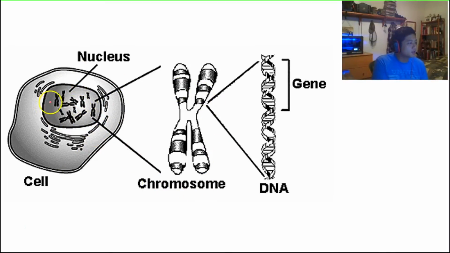Right now the DNA is condensed into these chromosomes, and if we look closely at the chromosomes, we find the DNA. And in the DNA, we have these sections that code for a specific trait by coding for specific proteins. And so that's what a gene is. It's a segment of DNA.